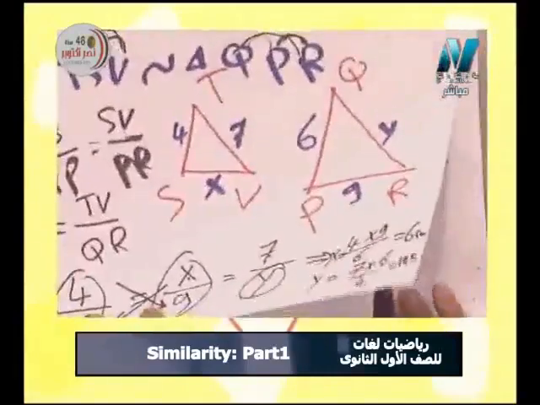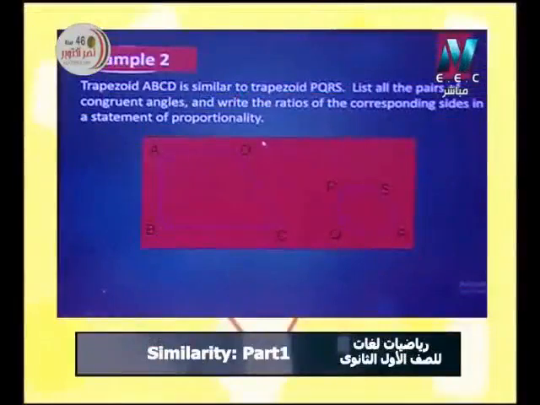Okay, let's move to the second slide. We have an example here. We have two trapezoids. ABCD is the first one, similar to trapezoid PQRS. List all the pairs of congruent angles and write the ratios of the corresponding sides in a statement of proportionality. Yes, try to think and answer with me.